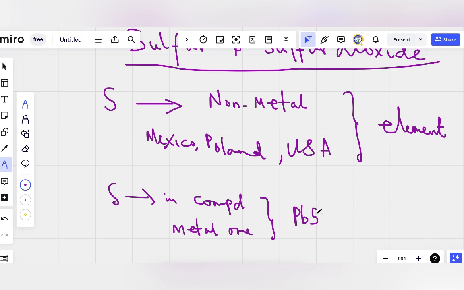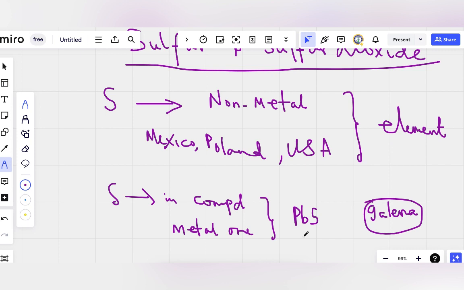This is lead 2 sulfide. The other name for lead 2 sulfide is galena. So you see, this is a compound of lead, a metal ore. You can extract the sulfur away from this compound by reacting it with oxygen, by burning it in oxygen, or with water and so on and so forth.